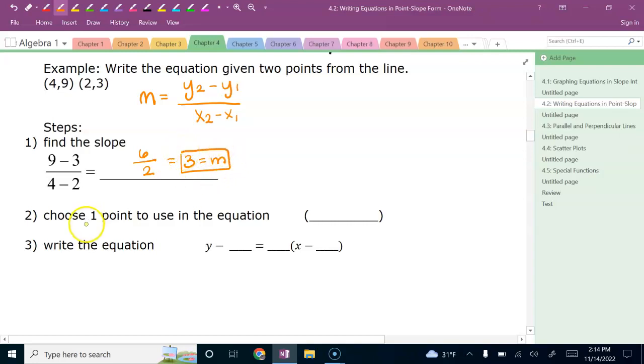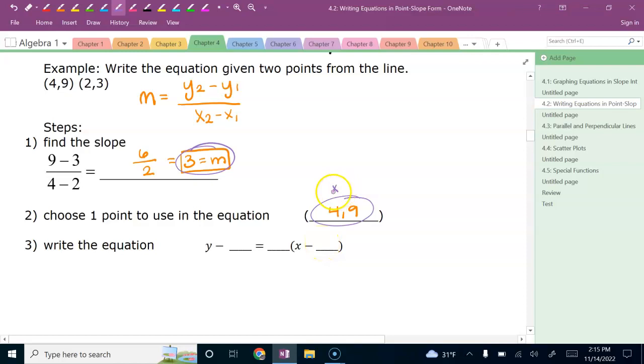Then what you need to do is choose one of the points that they gave you from up above to put in your equation. And it doesn't matter which one you pick. So let's say you pick (4, 9). Now that you've got your slope, which is that 3, and you've got your coordinate here, (4, 9), we should be able to plug it into our point-slope equation.